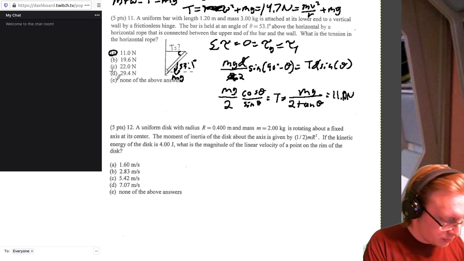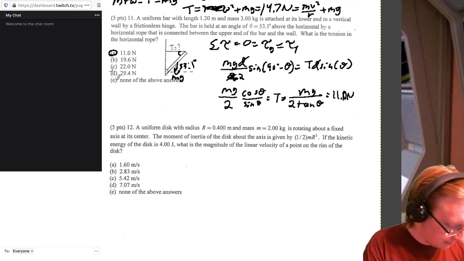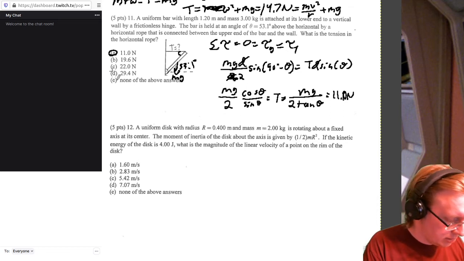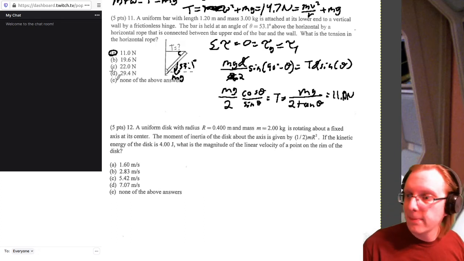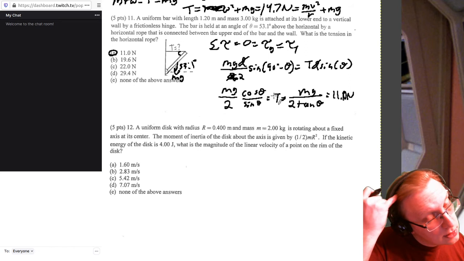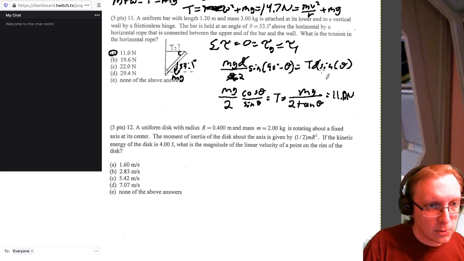I'll bet one of those is what happens when you put tangent on top. Times tangent of 53.1 divided by 2. 19.6, yep. And this one here is provided for people who get their angles backwards. So if you get your angles backwards, then you basically end up with sine theta over cosine theta, which is tangent theta instead of cotangent theta.